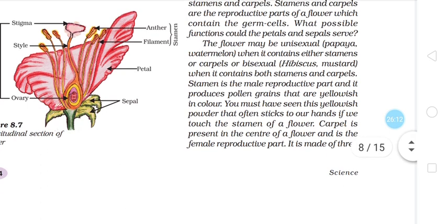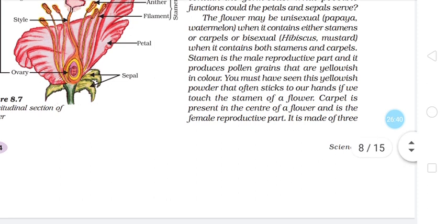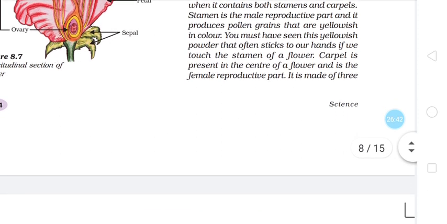The flower may be unisexual, for example papaya, watermelon, when it contains either stamen or carpel, or bisexual, for example hibiscus, mustard, when it contains both stamens and carpels. Stamen is the male reproductive part and it produces pollen grains that are yellowish in color. You must have seen this yellowish powder that often sticks to our hands if we touch the stamen of a flower. Carpel is present in the center of the flower and is the female reproductive part.